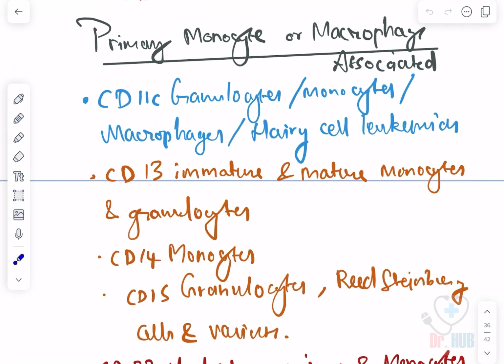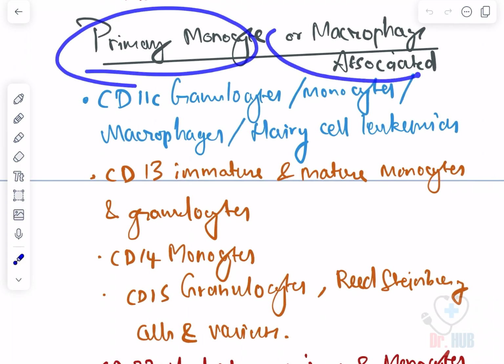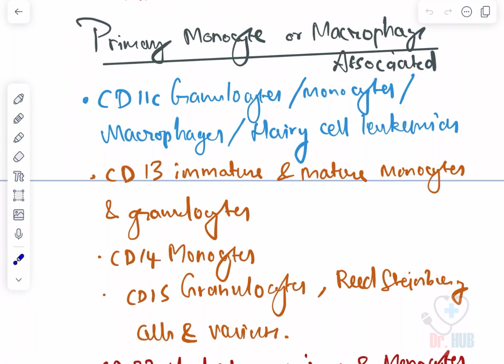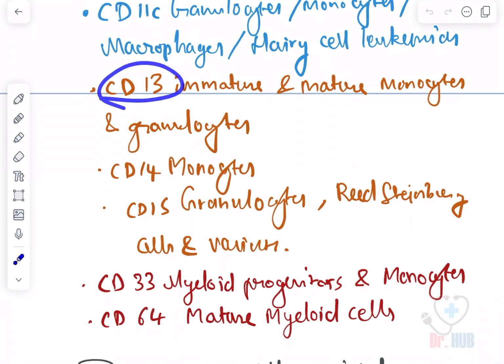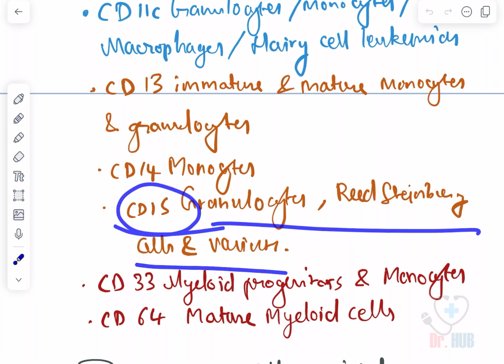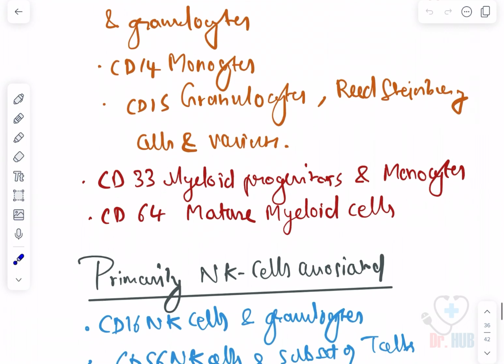Then looking at the primary monocyte or the macrophage associated. So the CD11c, granulocytes, monocytes, macrophages and the hairy cell leukemias. Then the CD13, that is the immature and mature monocytes and the granulocytes. Then CD14, monocytes, and CD15, granulocytes, Reed-Sternberg cells and the variants.